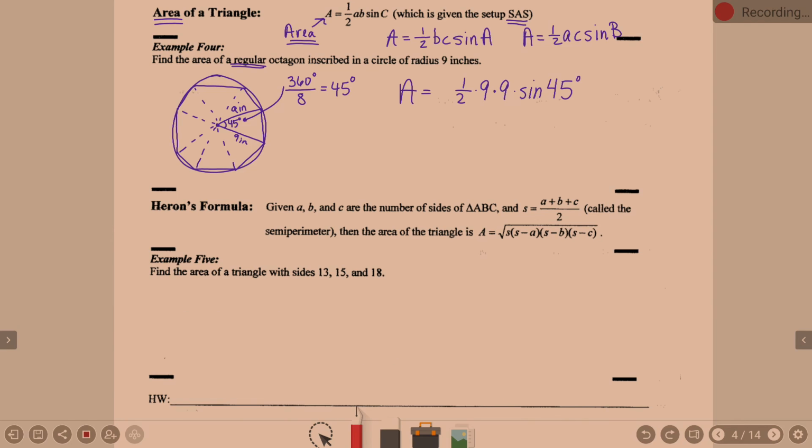What is that finding the area of? The triangle. This is the area of one triangle. What are we asked to find? The octagon. How do you find the area of the octagon? Multiply by 8. Multiply that whole answer by 8.